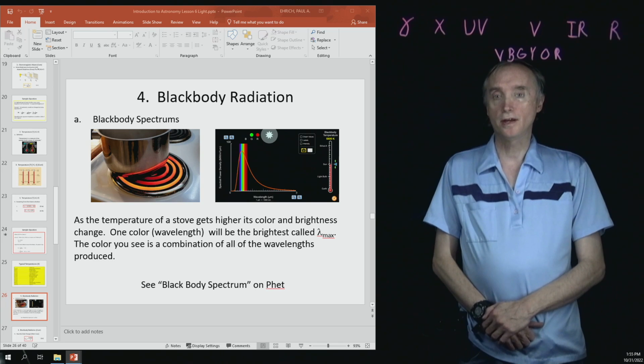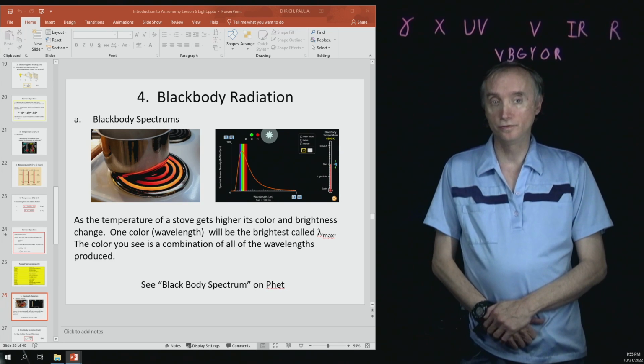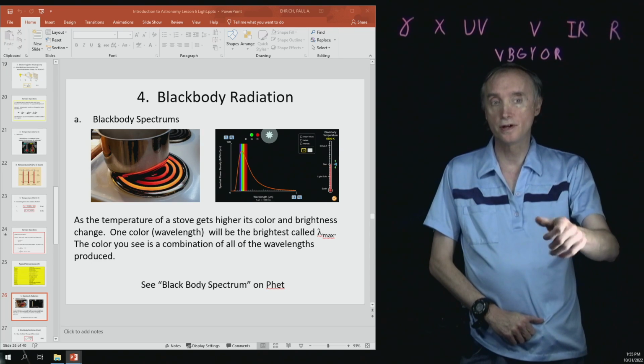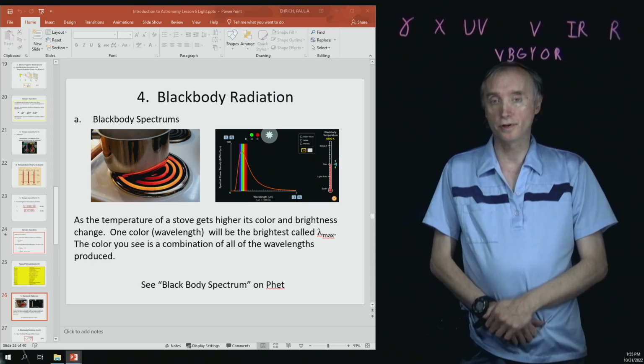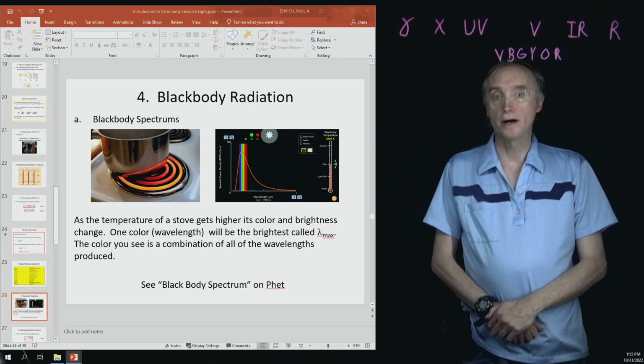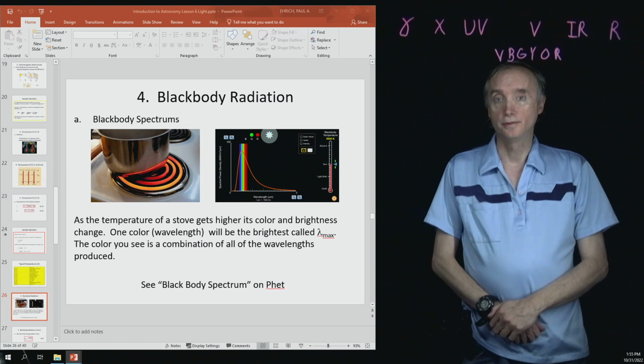So I want you to think about an electric stove. With the electric stove off, what we're going to do is slowly turn the dial, and what we want to know is what are some properties that are going to change about the stove. Okay, so you've got a couple.